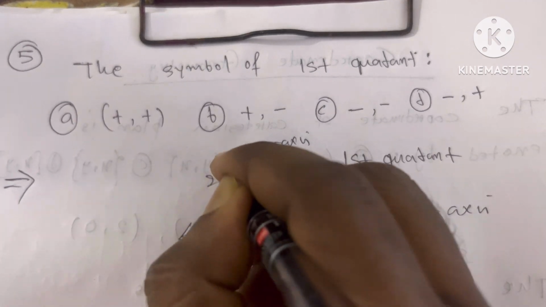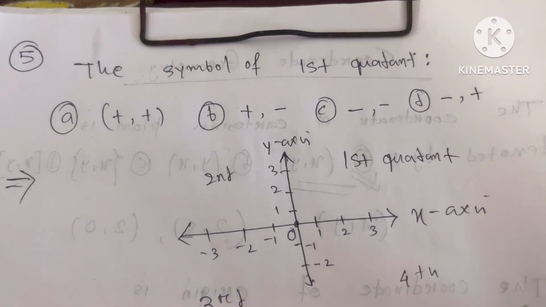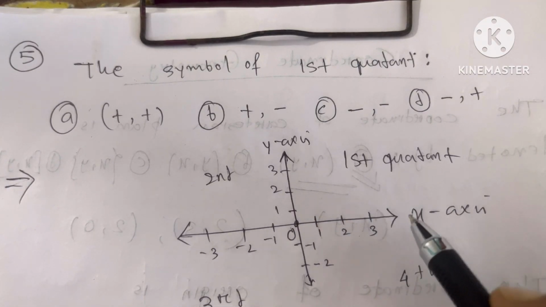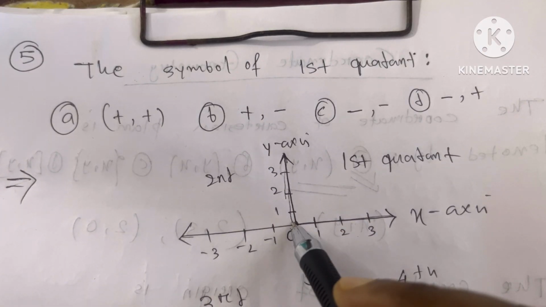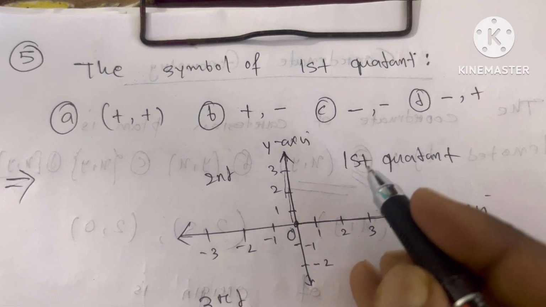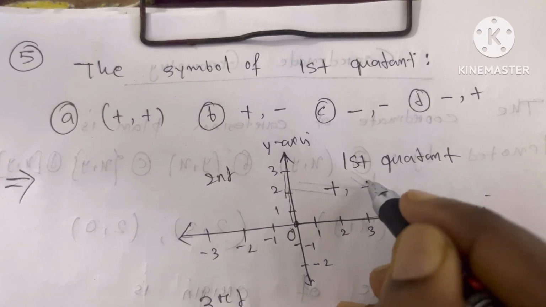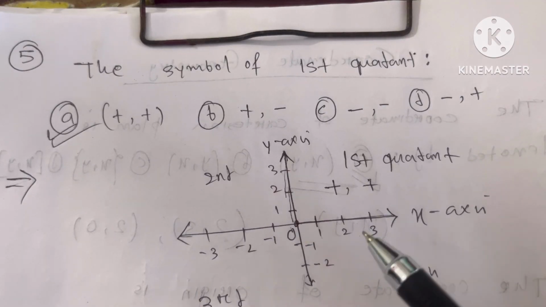First quadrant, this is second, this is third, and this is fourth. So if you observe this figure, the first quadrant is in between the positive side of x and the positive side of y. So the value of x will be plus and y will also be plus. That's why the symbol of the first quadrant is plus, plus. So option A is correct, right?